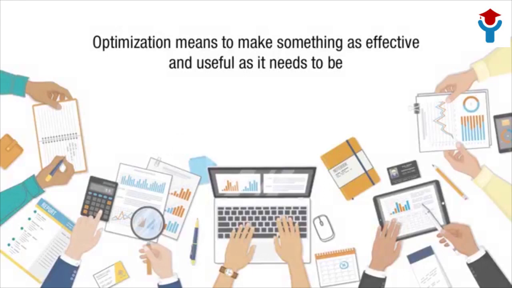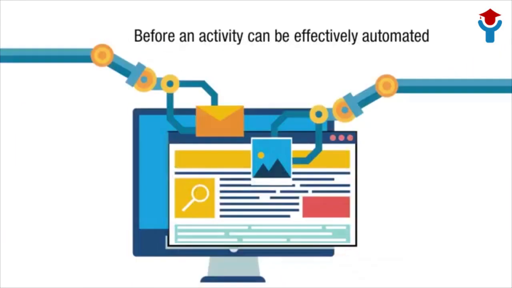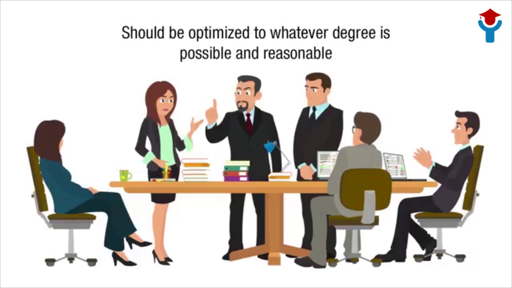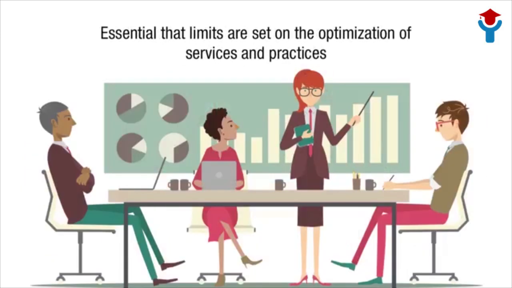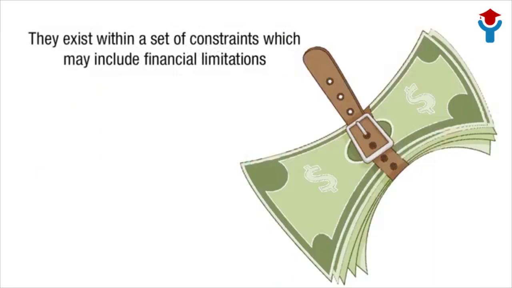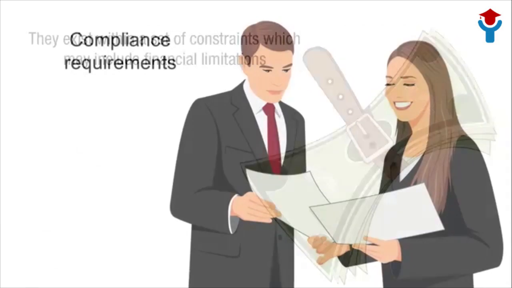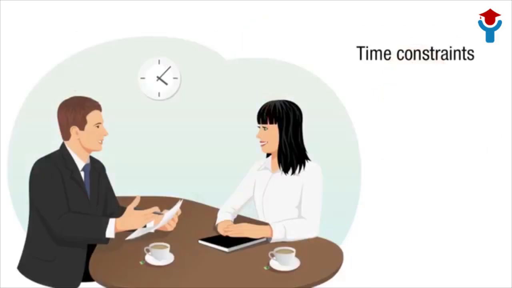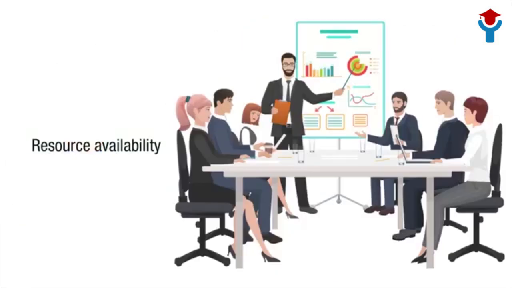Optimize and automate is the next concept. Optimization means to make something as effective and useful as it needs to be. Before an activity can be effectively automated, it should be optimized to whatever degree is possible and reasonable. It is essential that limits are set on the optimization of services and practices, as they exist within a set of constraints which may include financial limitations, compliance requirements, time constraints, and resource availability.